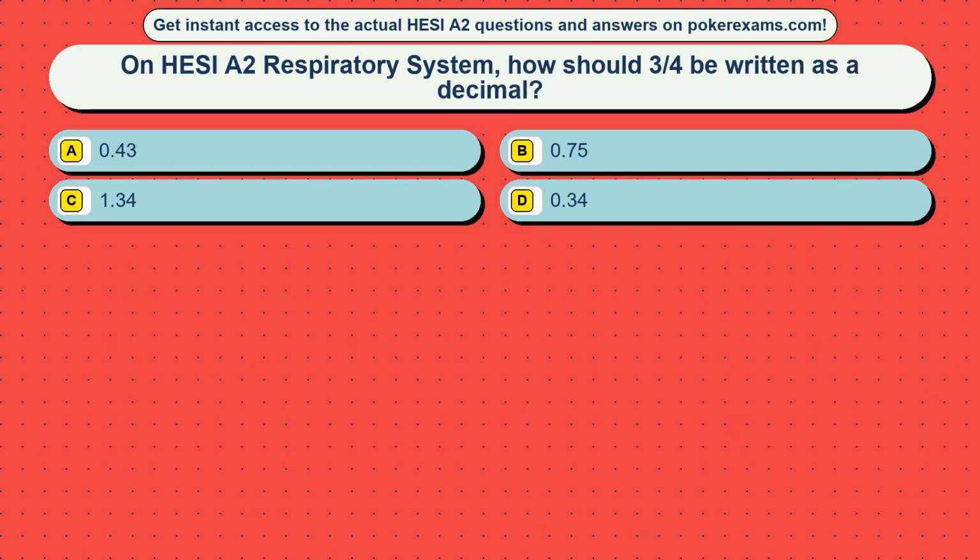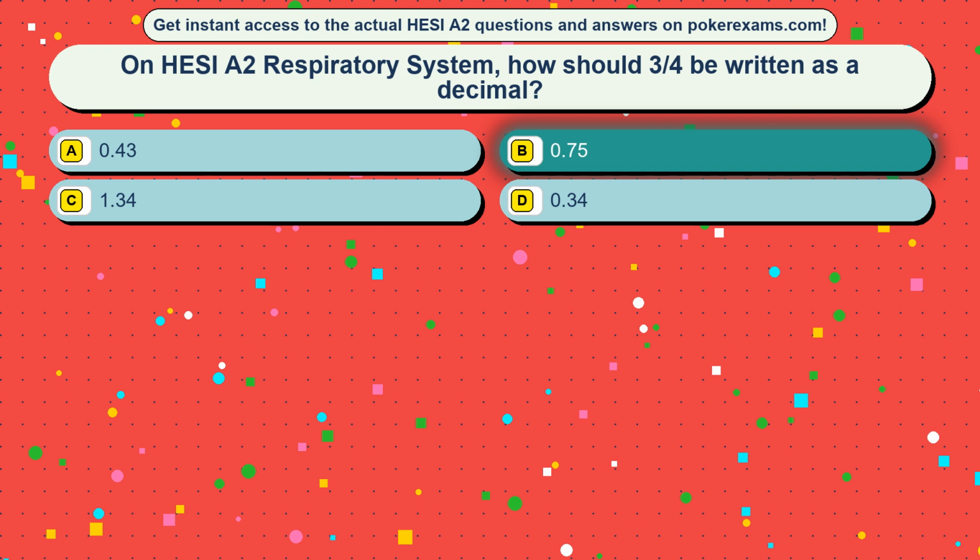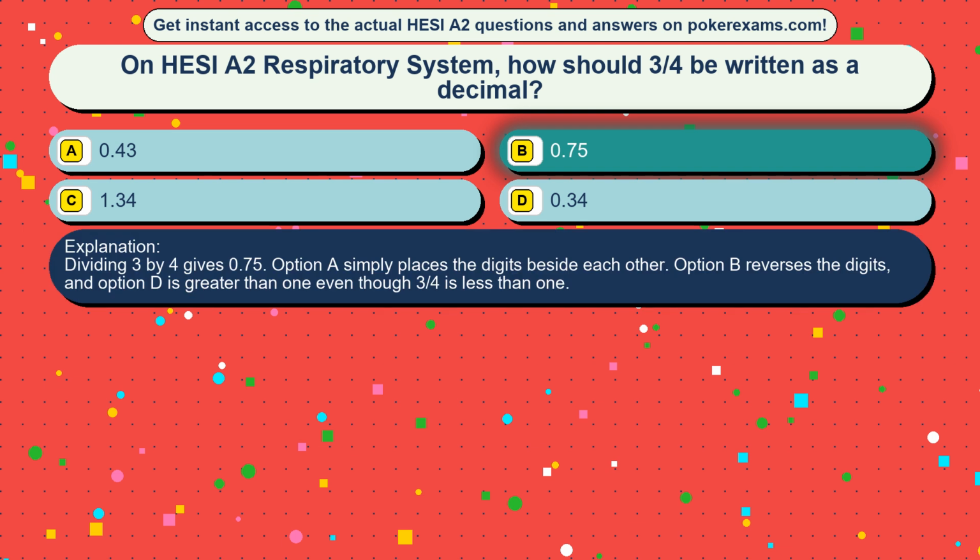Question 14. On HESI A2 Respiratory System, how should 3/4 be written as a decimal? Option A 0.43, option B 0.75, option C 1.34, option D 0.34. The correct answer is option B, 0.75. Dividing 3 by 4 gives 0.75. Option A simply places the digits beside each other. Option B reverses the digits, and option D is greater than 1 even though 3/4 is less than 1.